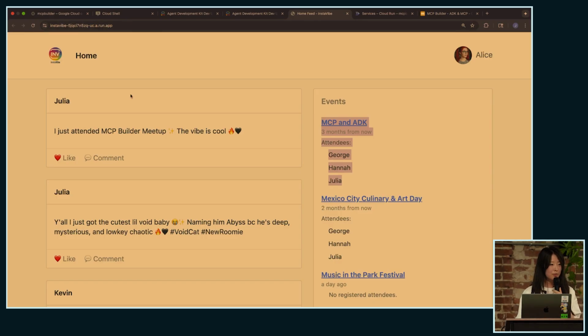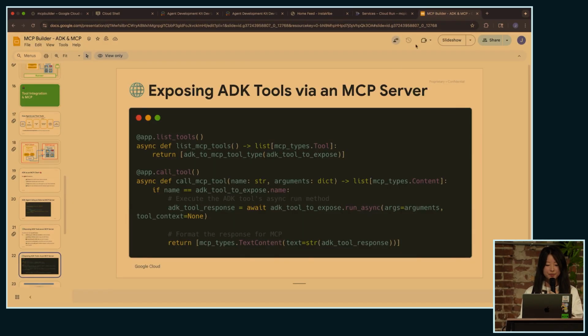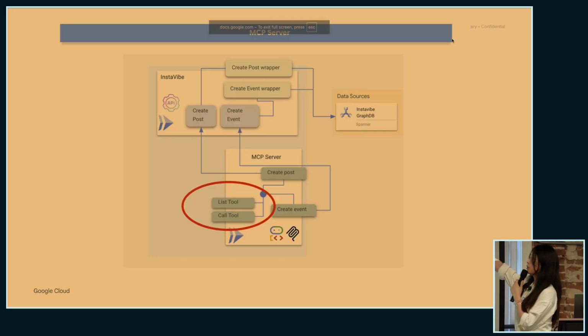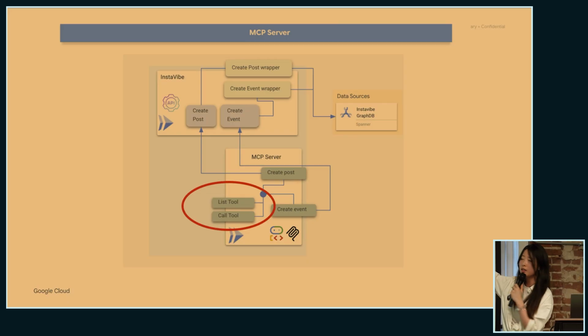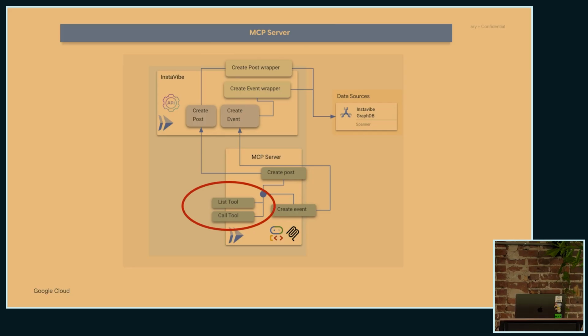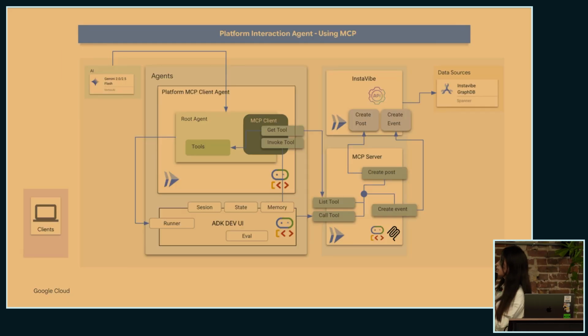I'm going to quickly wrap up because we're almost out of time. So just a quick recap, we're creating the post and creating the event tool. I'm going to wrap it with a wrapper, and then eventually put them into the list tool and call tool, so that when we deploy it to Cloud Run, the client side can connect to them. And once the client side uses them, it will list all the available tools and also call the tool you want. And here is the client side. Basically we have the client side and server side.